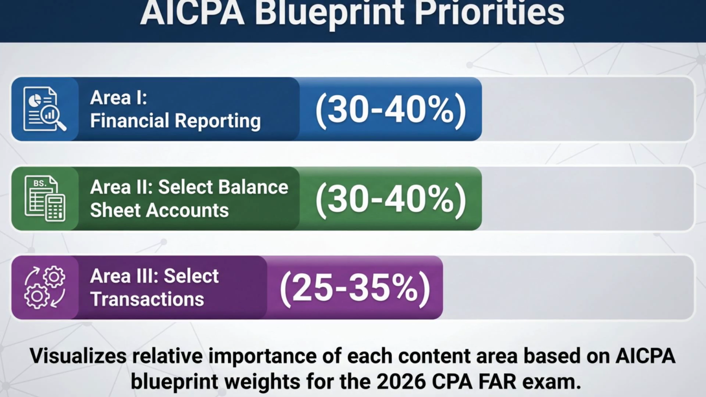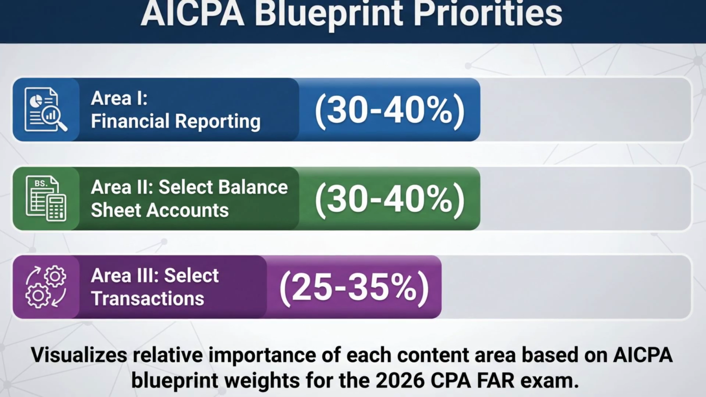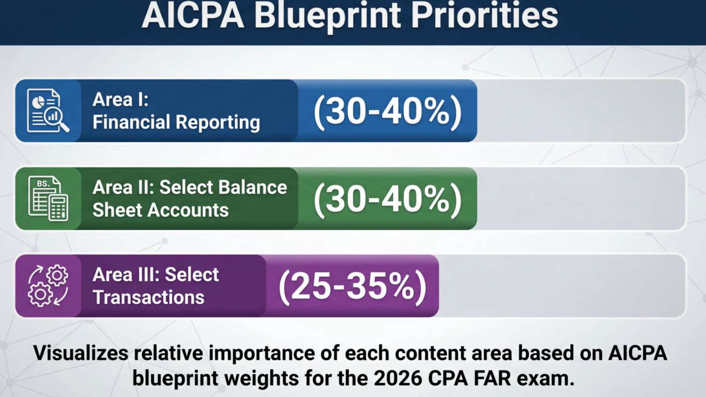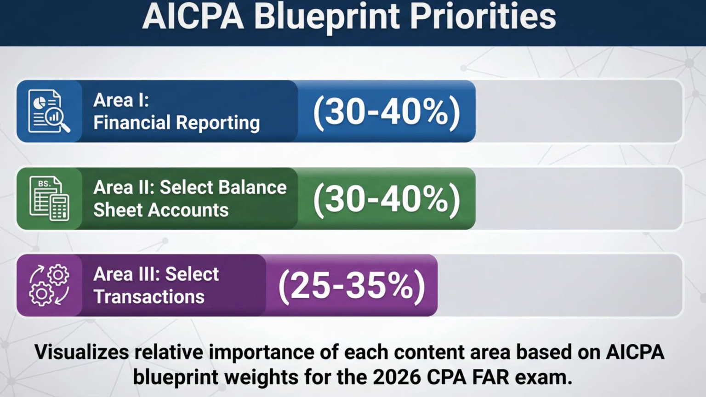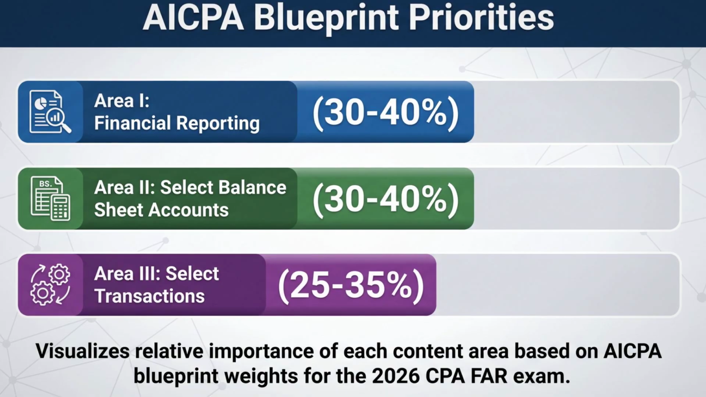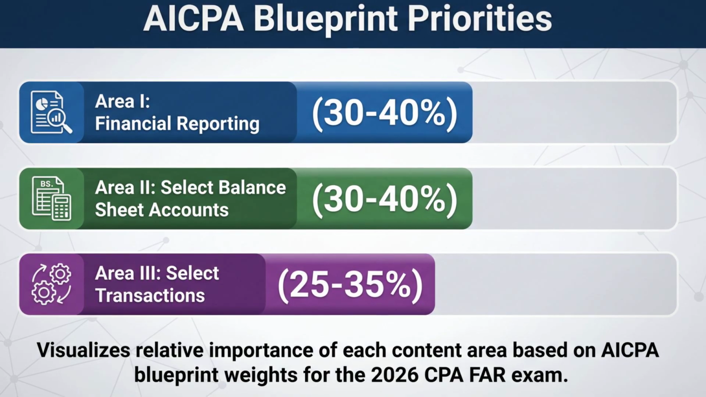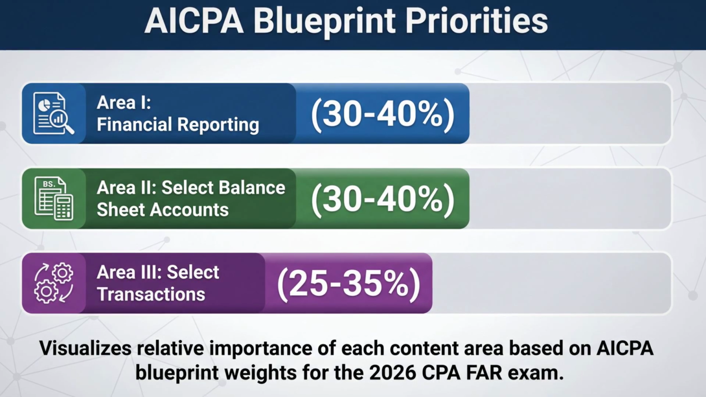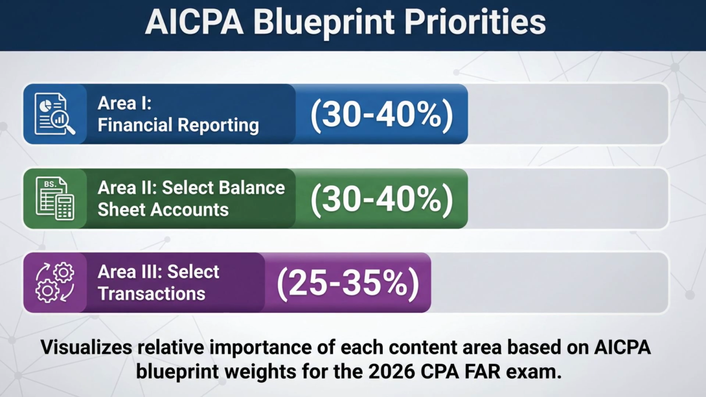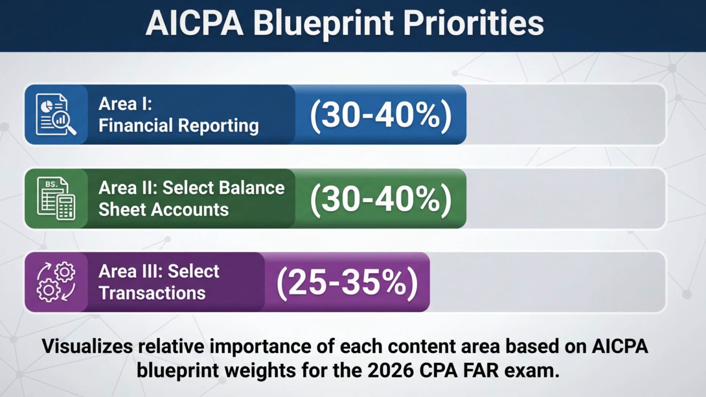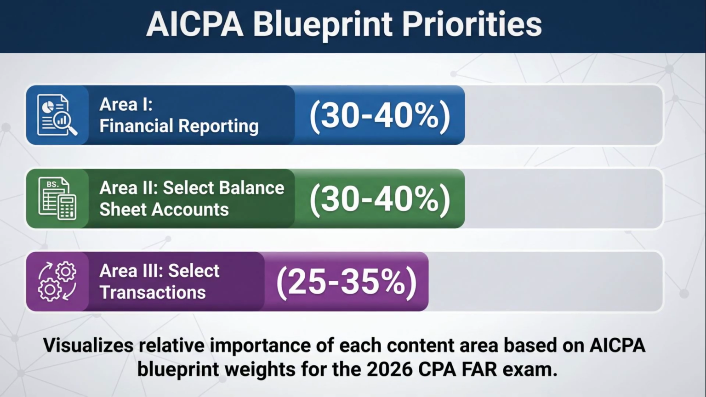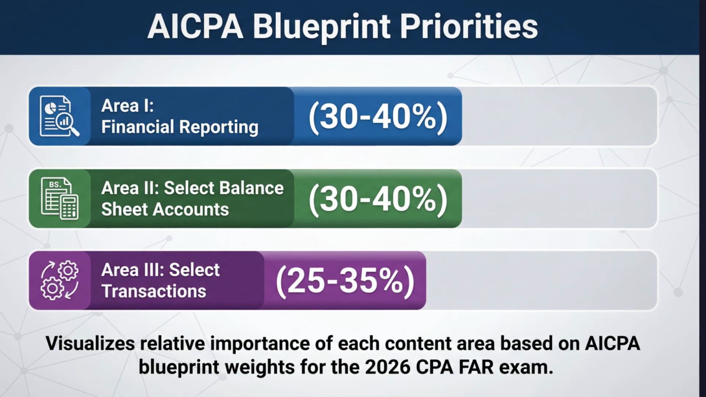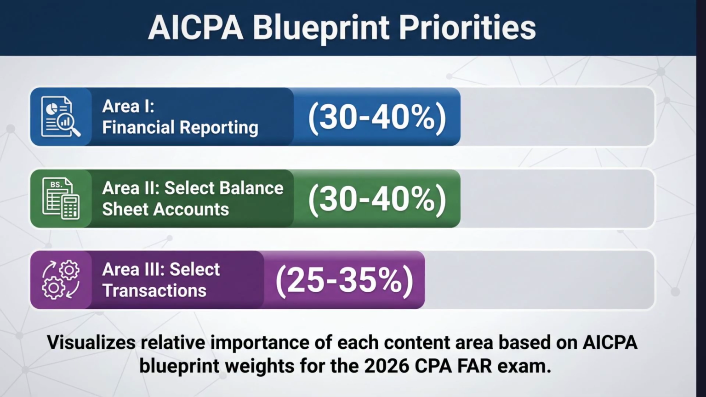To focus your studies, look to the AICPA blueprint. It divides FAR into 3 core areas. Area 1, financial reporting, and Area 2, select balance sheet accounts, are the heaviest, each weighted at 30 to 40%. These cover everything from the conceptual framework to inventory rules and bond amortization. Area 3, select transactions, makes up the remaining 25 to 35% and includes complex topics like leases, revenue recognition, and business combinations. Understanding these weights helps you allocate your study time effectively.